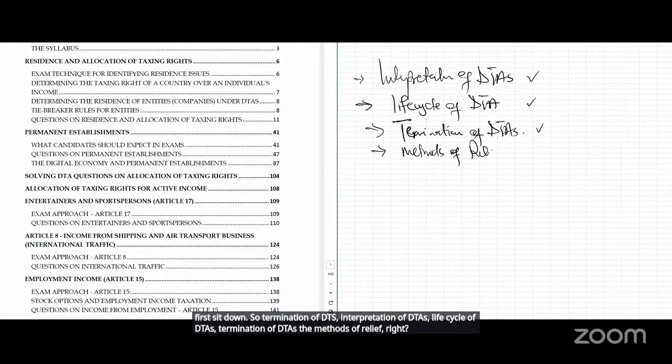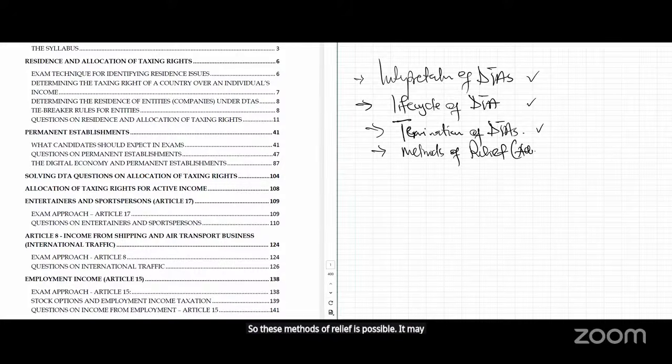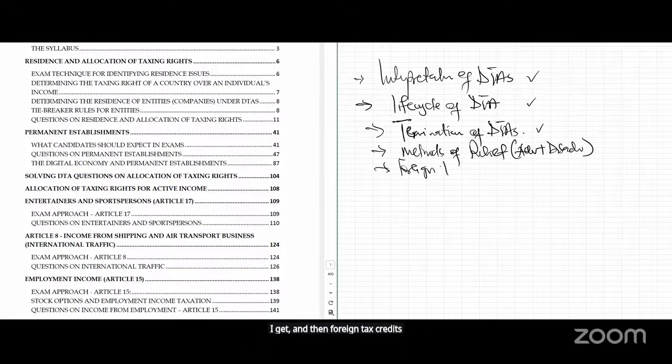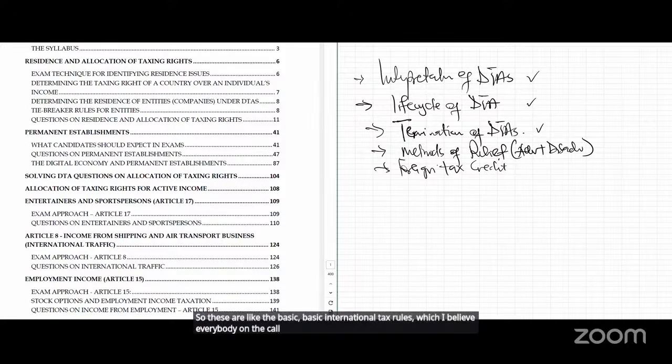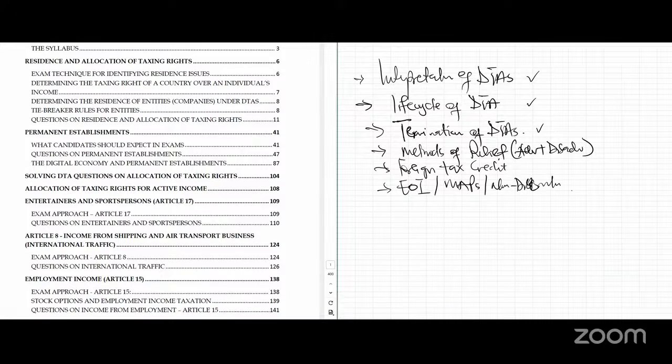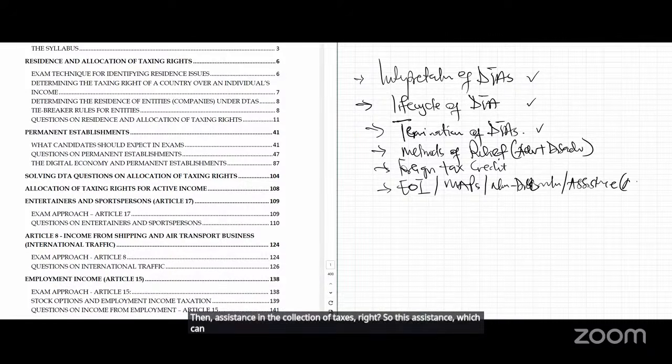These methods of relief may come with advantages and disadvantages, which we covered in the first video. Then foreign tax credits. So these are the basic international tax rules, which I believe everybody on the call knows about. Then there are special provisions like exchange of information, mutual agreement procedures, non-discrimination, then assistance in the collection of taxes, right? This assistance can be found under Article 27.